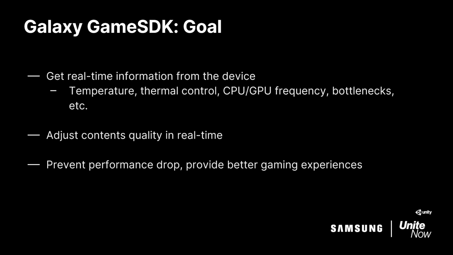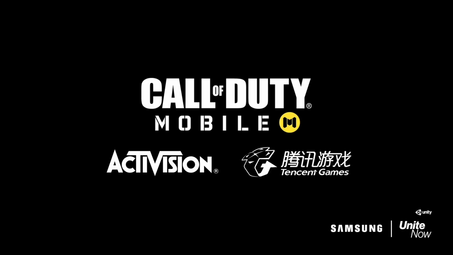Now, using this information, we can pass that straight into the game engine or the game itself, and then the game can adjust performance and quality settings in advance to avoid sudden performance degradation and maintain general maximum performance. This also means we can manage core frequencies and avoid heat gain at all times, which is extremely powerful. So that was Galaxy Game SDK.